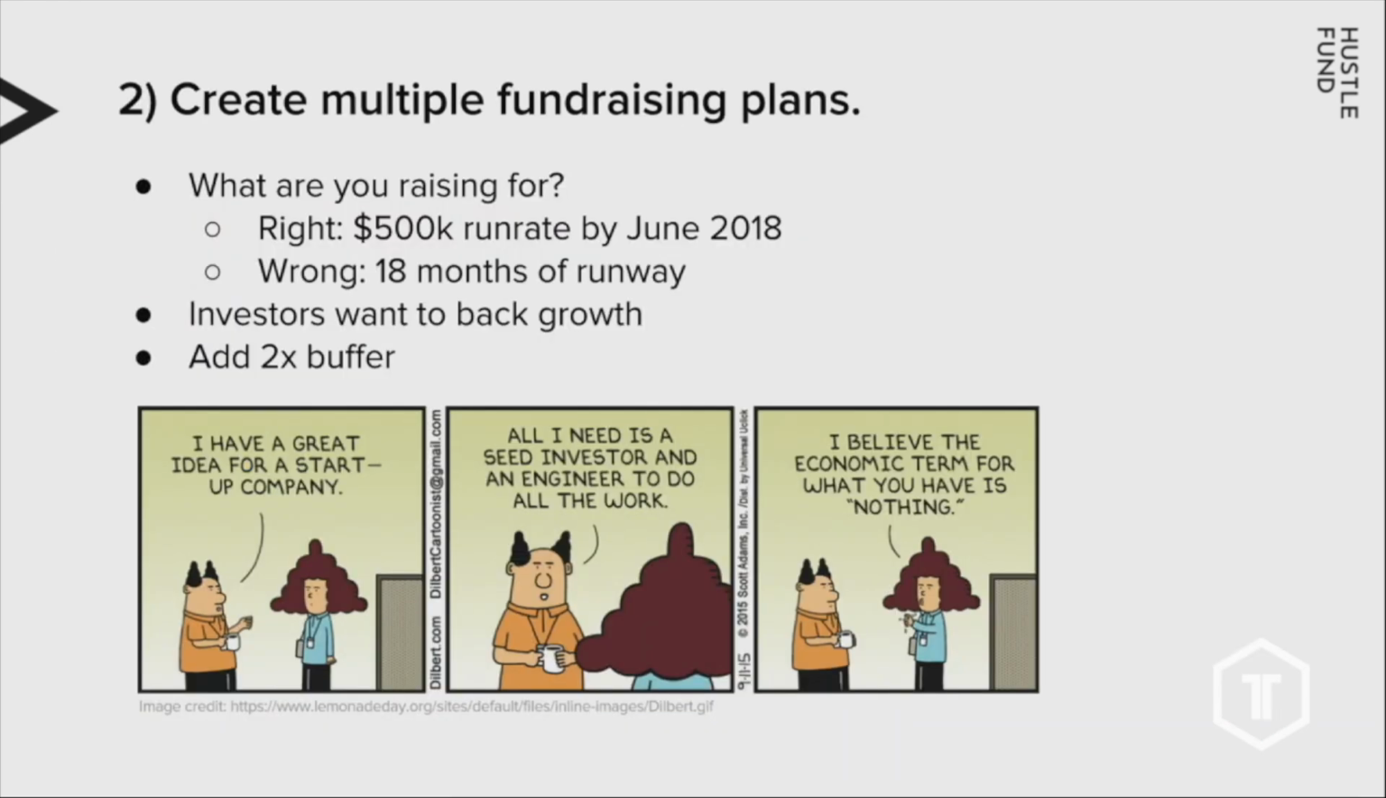Secondly, it is really important to have several different plans. So you should have a plan for what if you raise your target amount, what if you're able to raise more than that, what if you're not able to raise that. And for each of these plans, you should know what kind of goal you want to hit. So investors hate it when you say, I'm raising for 18 months of runway. I mean, what does that really mean? People want to achieve things. People don't want you to just survive on a salary. So you should think about, all right, if I can raise X, what milestones can I hit?